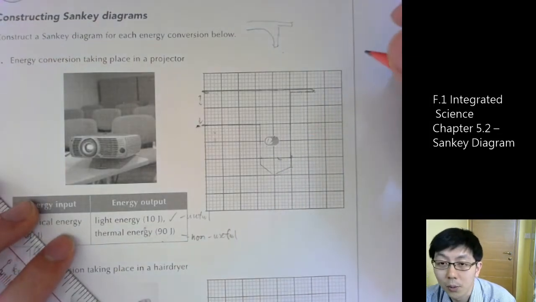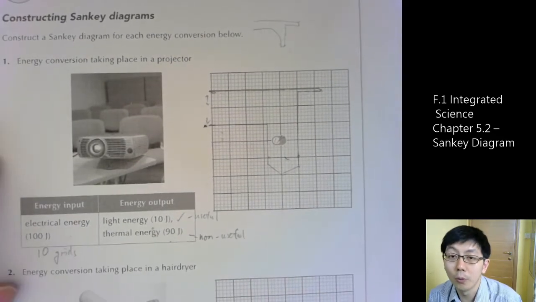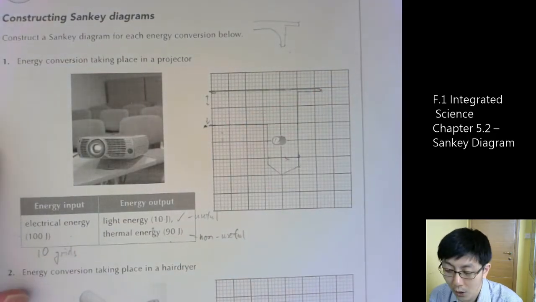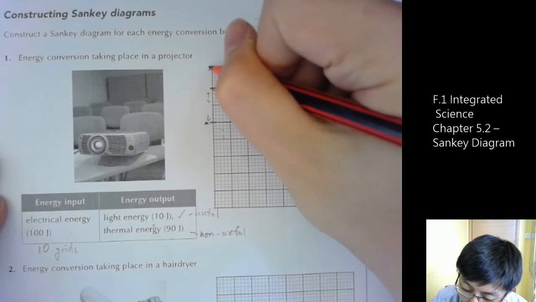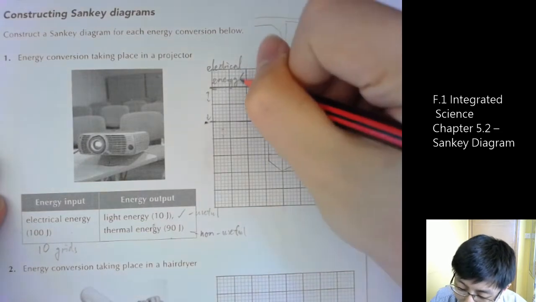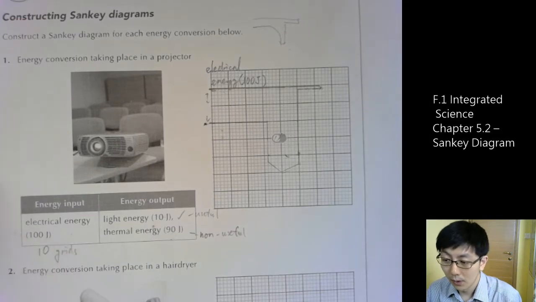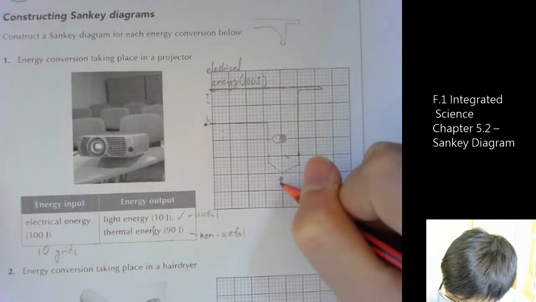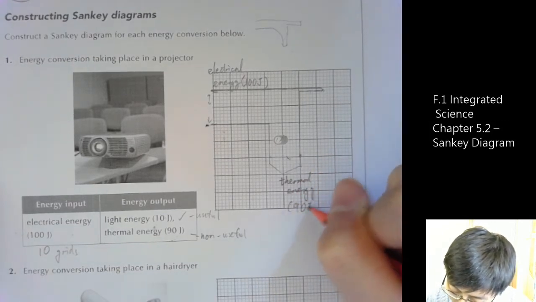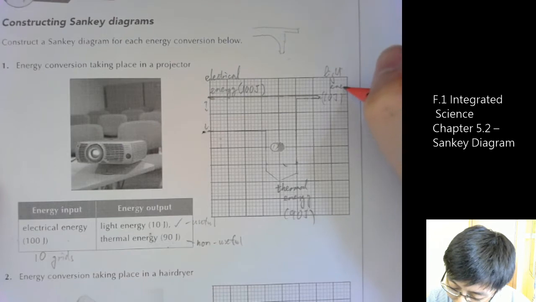And lastly, you need to give the labels. So labels will indicate what the energy form is in this case and what the amount of energy input is. So for energy input, electrical energy. So we put the label here. Electrical energy, and the amount will be 100 joule. And then here, this one, thermal energy, 90 joule. This one, 10 joule, this is the light energy.